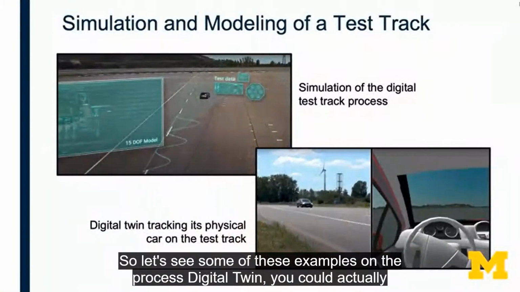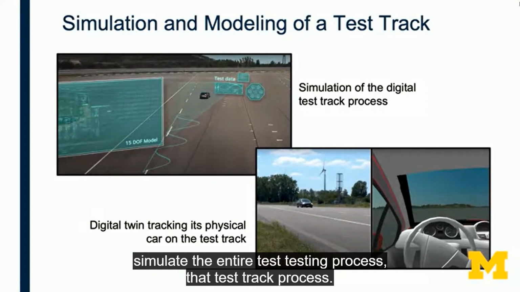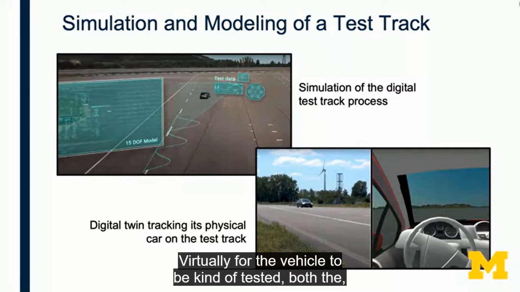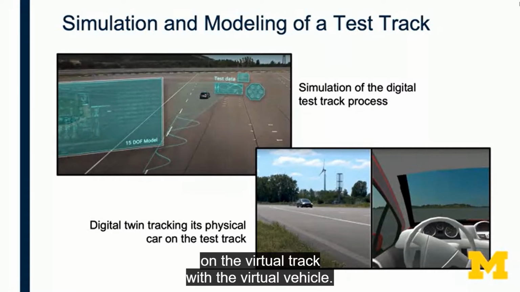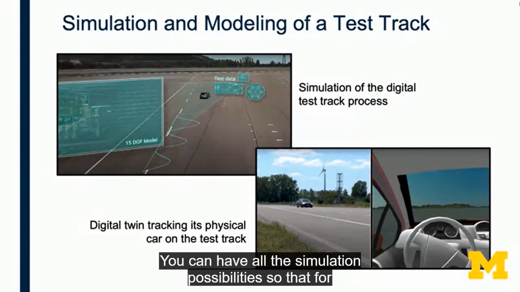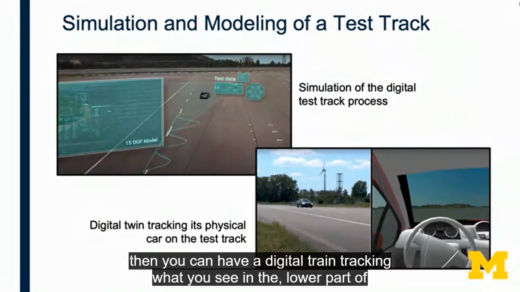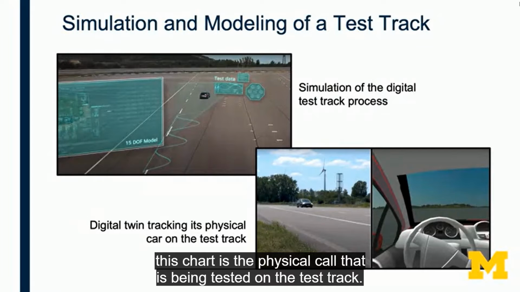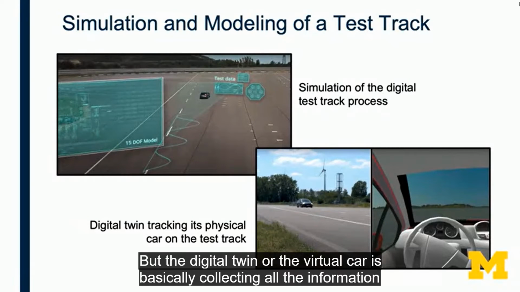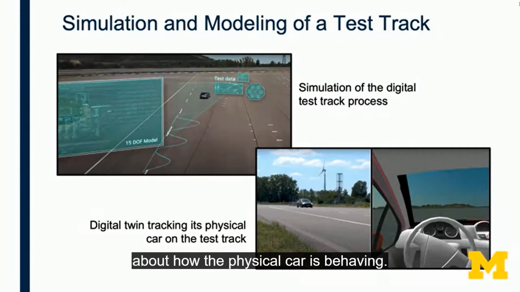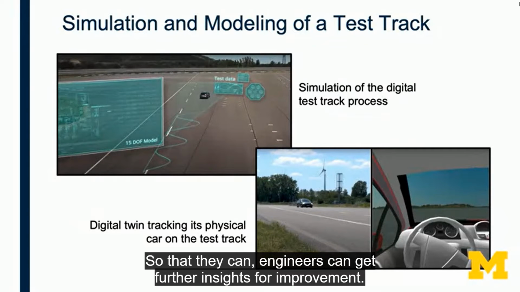On the process digital twin, you could actually simulate the entire testing process, the test track process, virtually, with the vehicle being tested on the virtual track as a virtual vehicle. You can have all the simulation possibilities so that engineers can understand what needs to be corrected. And then you can have digital twin tracking. What you see in the lower part of this chart is the physical car being tested on the test track, but the digital twin, or the virtual car, is collecting all the information about how the physical car is behaving, so that the engineers can get further insights for improvement.